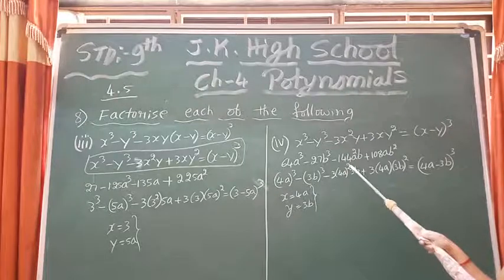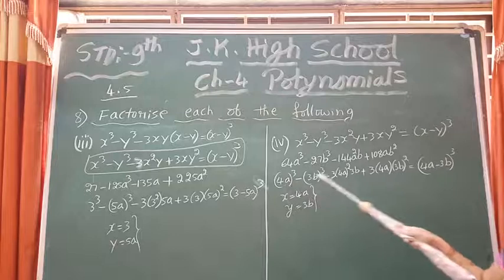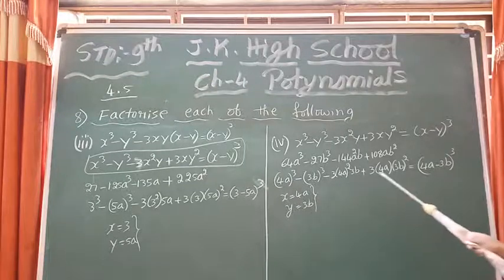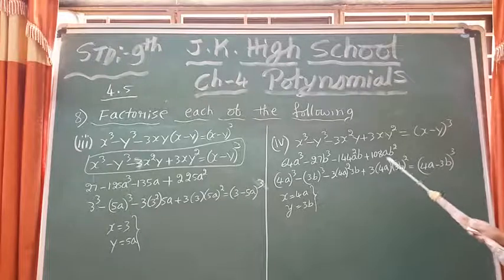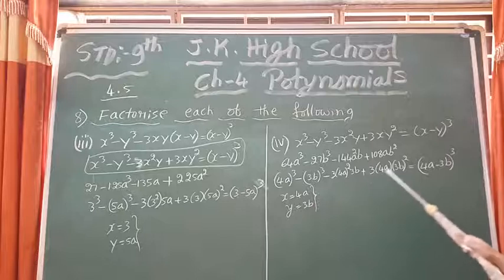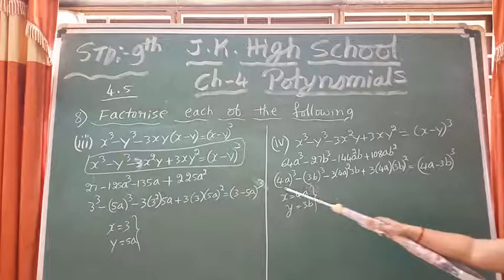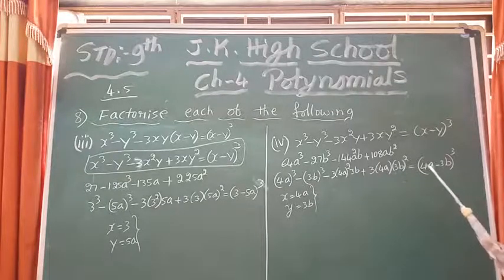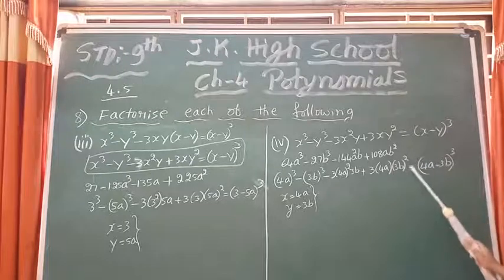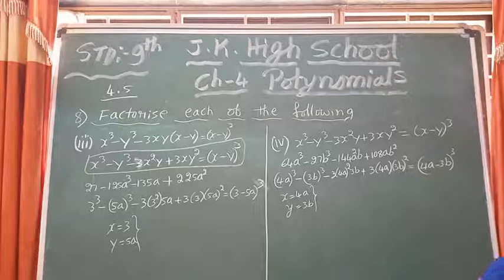3 into x square y means, in place of x I have to substitute 4a, and in place of y I have to substitute 3b. Here also it becomes 3xy square, so substitute the x value 4a and the y value and simplify, and you will come to know the values of x and y. Directly you can write it as (x minus y) whole cube. These are the factors of this expression, children. By using the identity we can find the factors of this expression directly. Okay children, write down.